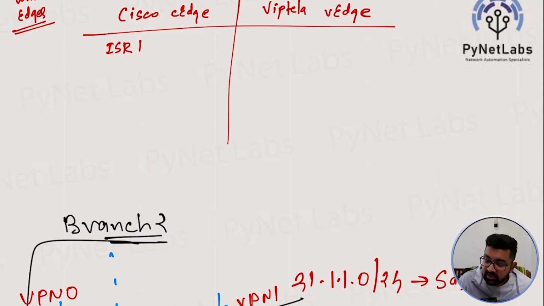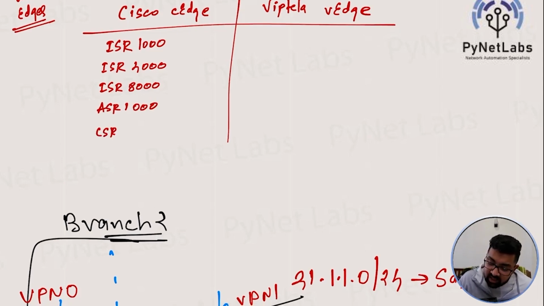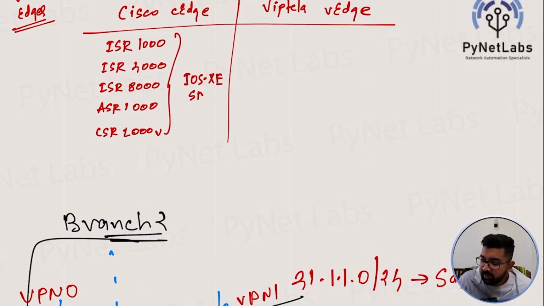1000 series devices. You can have ISR 4000 series devices. You can have even ISR 8000 series devices. Then you can have ASR 1000 series devices. All of these are physical devices. You can even have CSR 1000V, right? Which is kind of a virtual appliance that you can deploy. So all these run the IOS XE SD-WAN operating system.